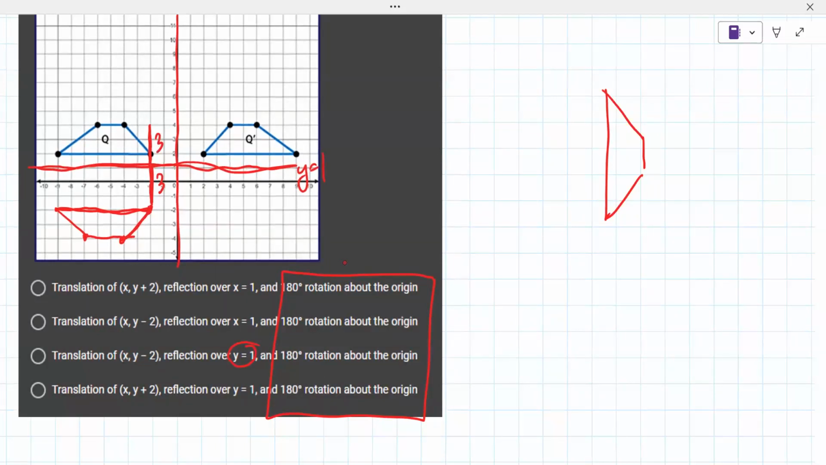So we actually need the one that goes up 2, and then y equals 1, and then the 180. Which one would that be? The bottom one. You got it. Good.